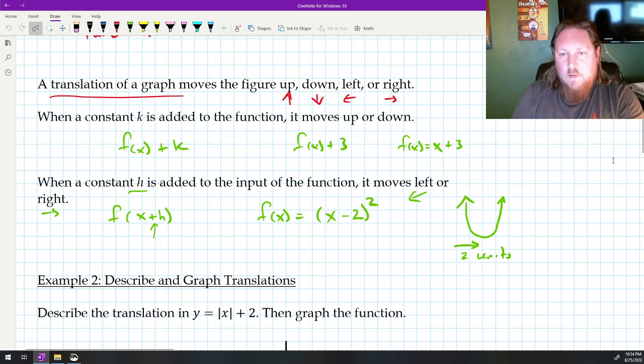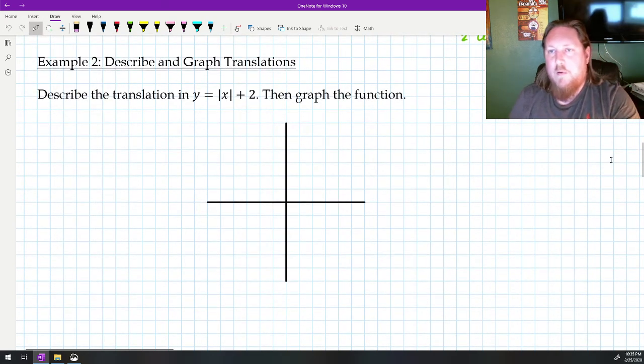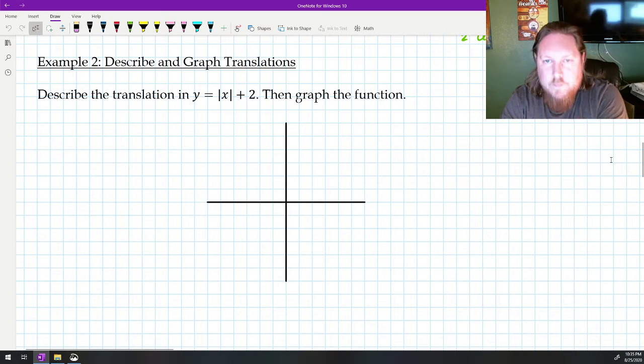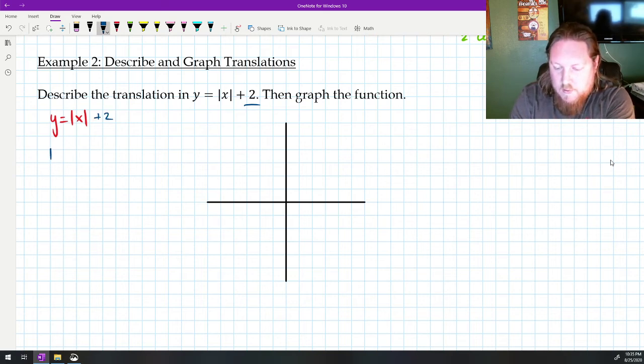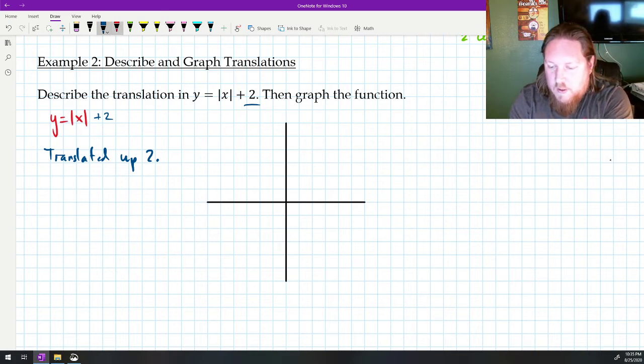So, example 2. Let's describe and graph translations. So we're going to describe the translation of y equals the absolute value of x plus 2, then graph the function. Well, what family does it belong to? It's an absolute value, right? Which normally is y equals the absolute value of x. And here you can see we just added in a plus 2 to the outside, which means it's going to move it up 2. So we say translated up 2.